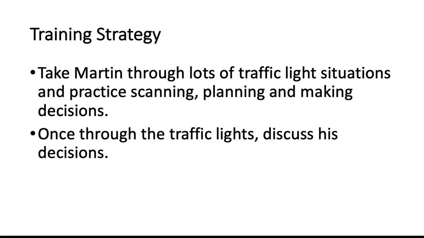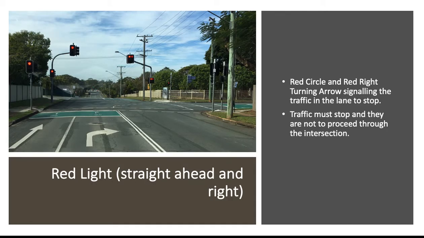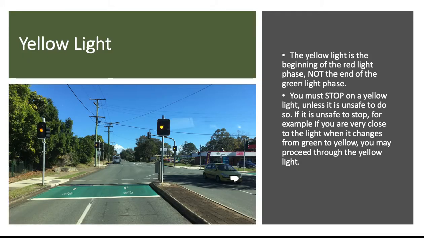The training strategy. I would take Martin through lots of traffic light situations and practice scanning, planning, and making decisions. Once through the traffic lights, I would discuss those decisions with Martin. So this is an example, a red light, whether it be straight ahead or to the right. So you'd expect him to slow down and come to a complete stop before that green zone there where the bicycle safety area is. Yellow light, this is probably one of the critical ones for Martin.